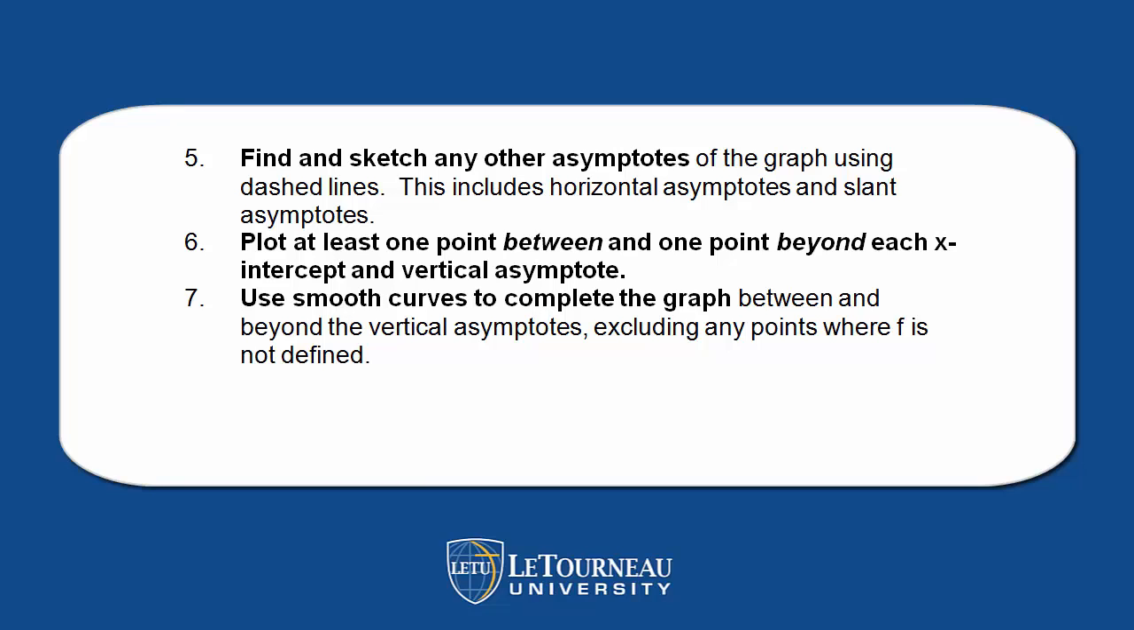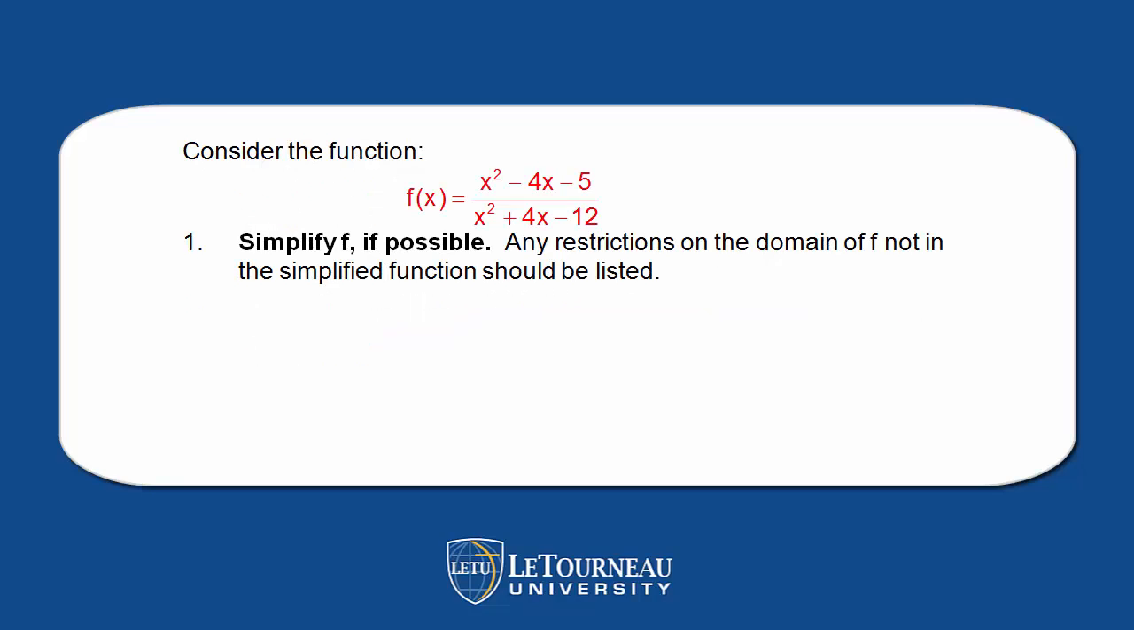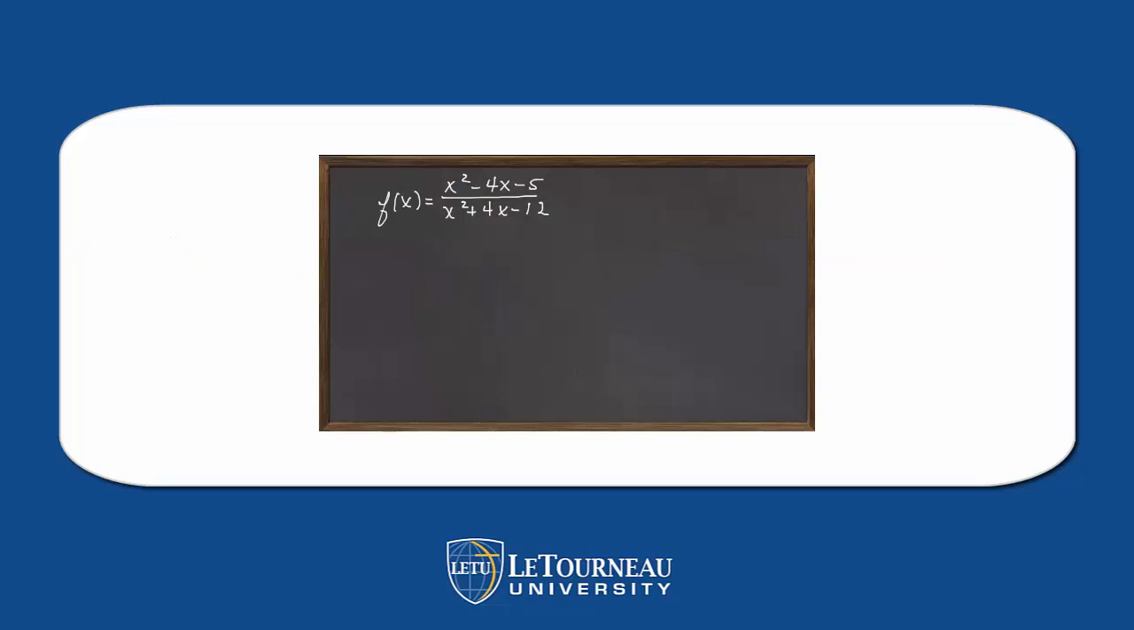Plot at least one point. We're not going to worry about that. Then use smooth curves to complete the graph. Okay, so let's consider the function x squared minus 4x minus 5 over x squared plus 4x minus 12. And we're going to simplify it if possible.